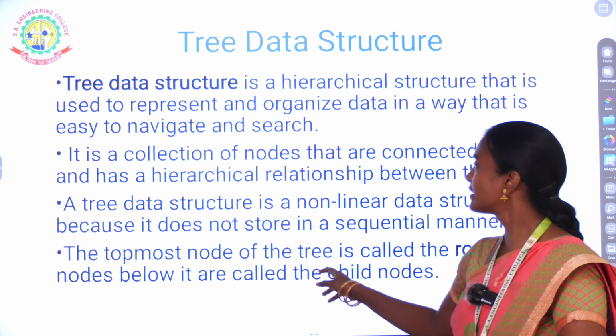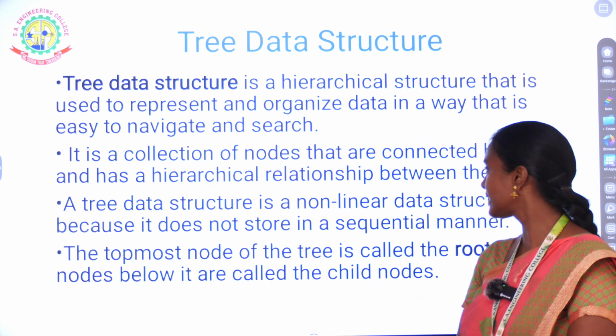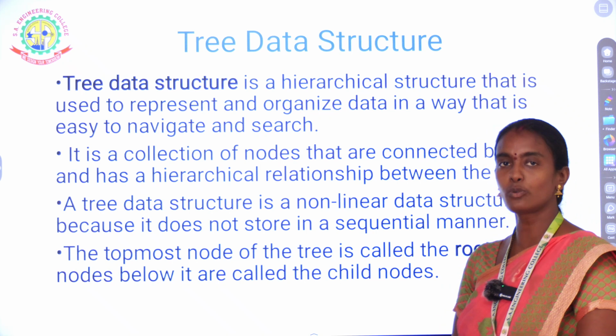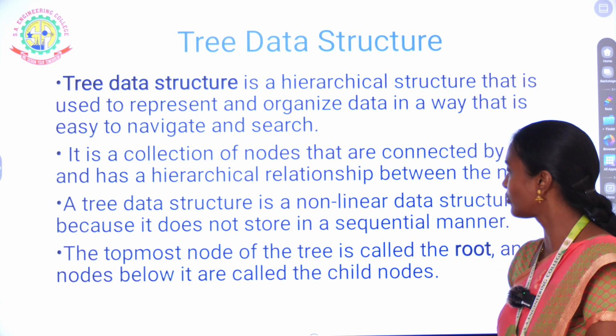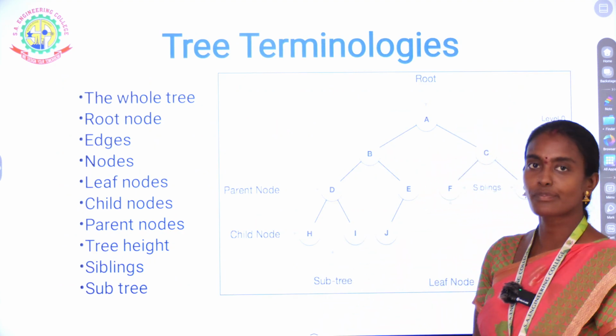What is tree? Tree is a collection of nodes that are connected by edges and has a hierarchical relationship between the nodes. The topmost of the tree is the root node, and the nodes below are called child nodes. These are the basic terminologies of the tree.